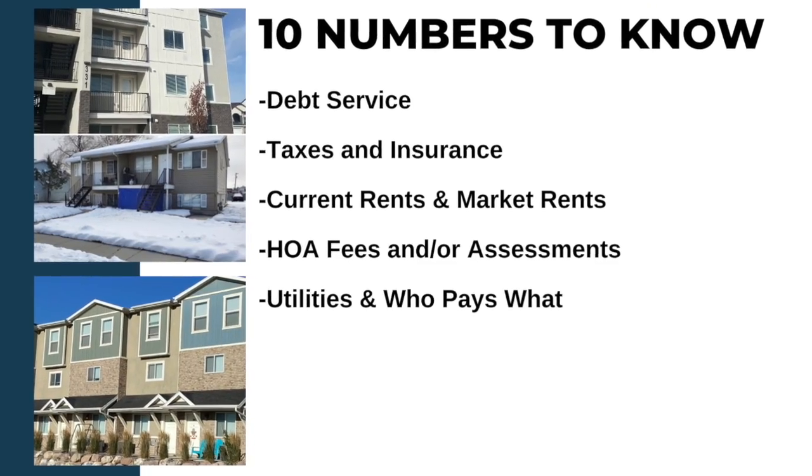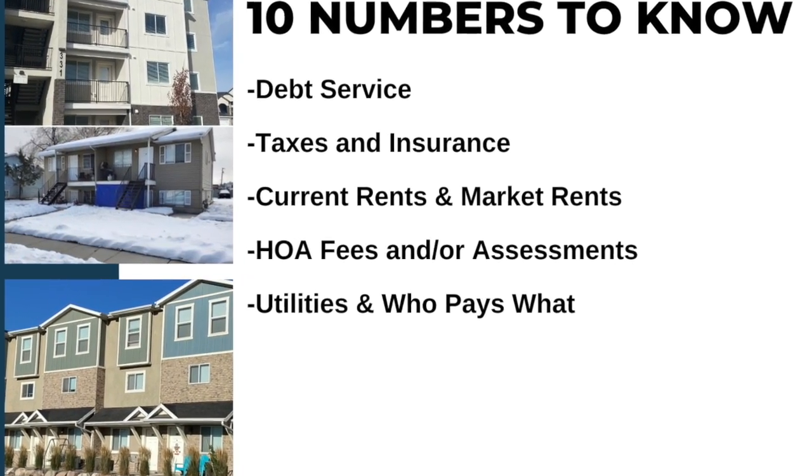So next thing is utilities. What are they, how much do they cost, and who pays what? If it's a fourplex, are there separate electric meters? Or is it just one that comes in for the whole building, and you don't know who's using what, and it's in the owner's name, and you maybe get reimbursed a little bit on a set fee from the tenants? Same thing with water. Are there separate water meters, or is it in your name?